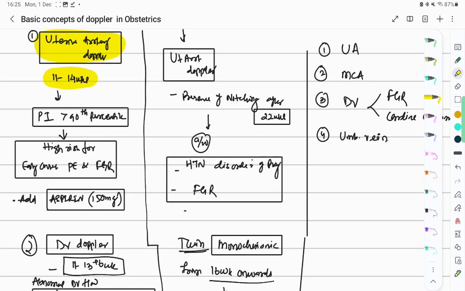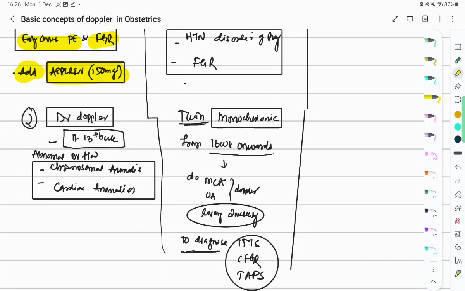If I calculate the PI, the pulsatility index, and it is more than the 90th centile, then it is high risk for early onset preeclampsia or FGR. We will understand it in detail later. In that case, you add aspirin 150 mg. Why? Because there is more chance of developing fetal growth restriction or early onset preeclampsia. So we add aspirin to prevent that.